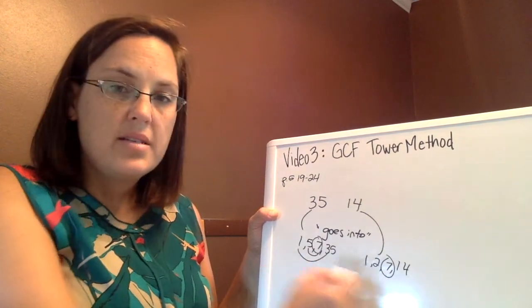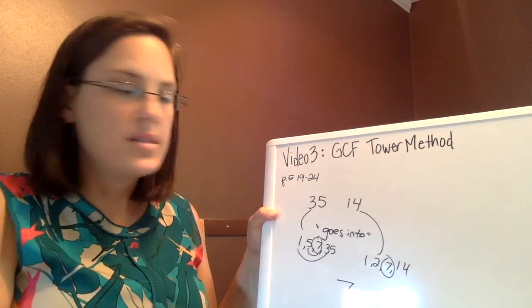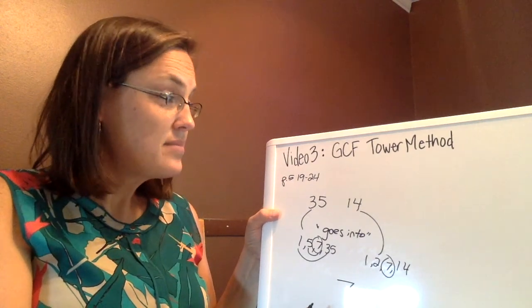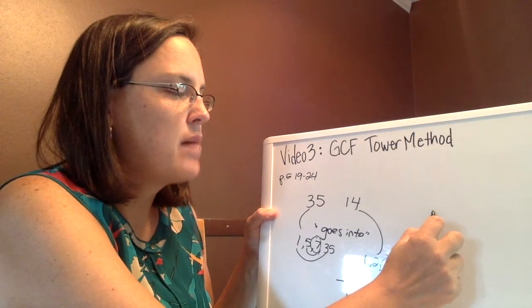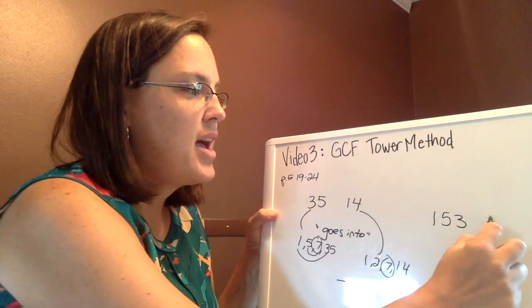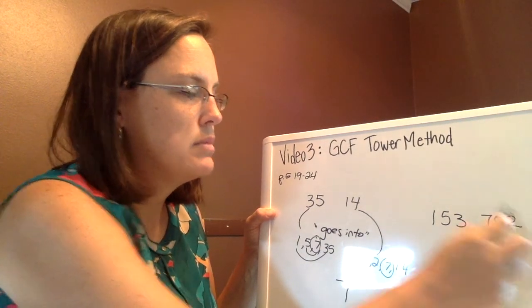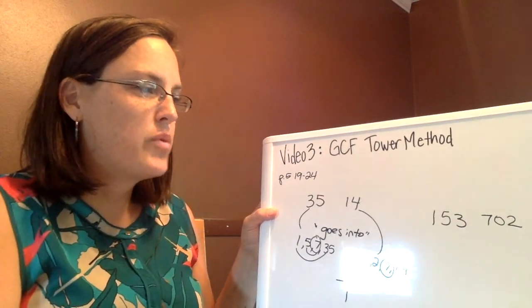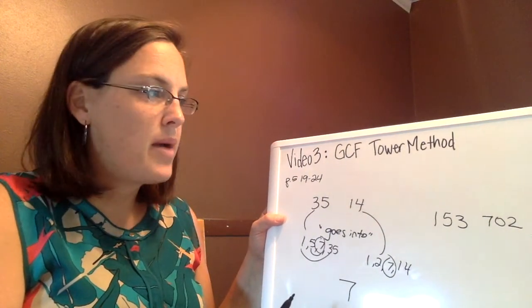This is one method: to make a list of all the factors and then circle the one that's the greatest. This method is really nice. However, it gets a little bit more difficult when you're dealing with larger numbers. So let's say I wanted you to tell me the greatest common factor of 153 and 702. Well, I don't know. We could definitely make a list of the factors, but when you get into bigger numbers, we need to have some other strategies that might help us out.